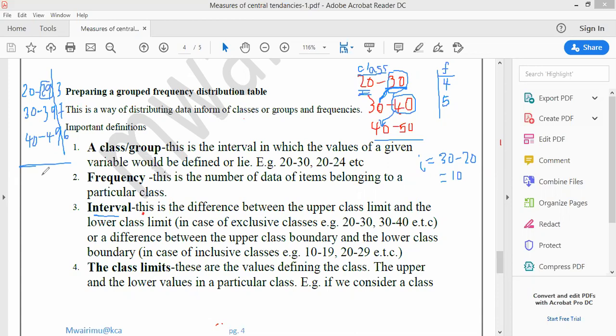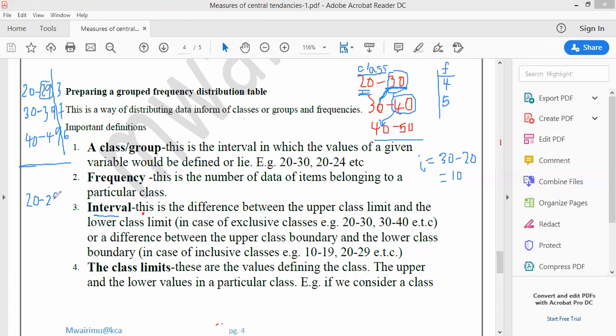And they are the figures which we'll use to determine the class interval in case we are talking about classes which are inclusive in nature. I repeat, for classes which are inclusive in nature, to find the correct class interval, we are required to first get the class boundaries. How then do I get the class boundary? Let me demonstrate this. I have a class of 20 to 29.